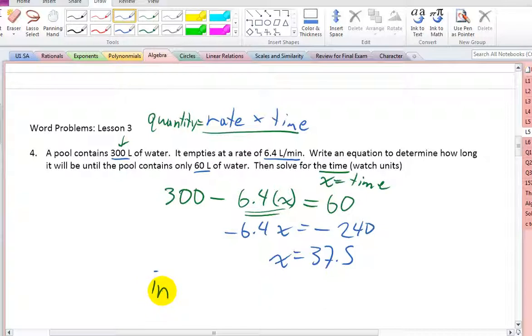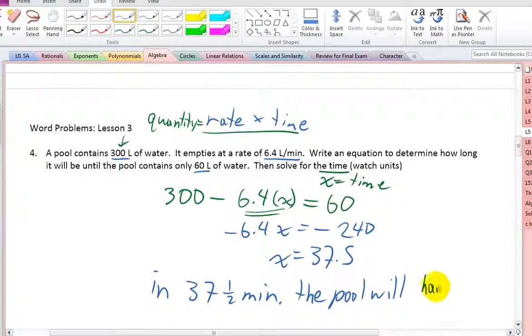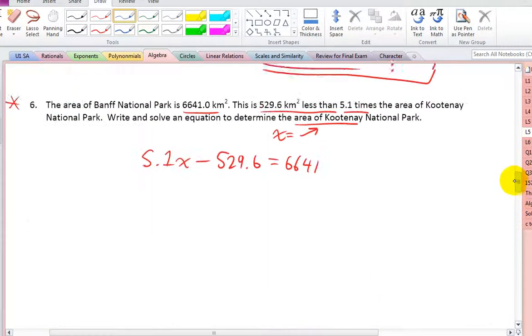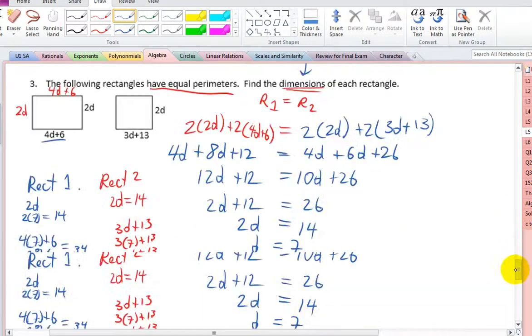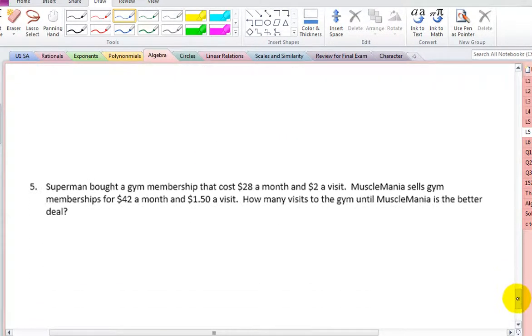Okay. So then you can say in 37.5 minutes, the pool will have 60 liters. Okay. So that one wasn't terribly complicated, and it's the one in the textbook. Now you should be able to solve it much easier now. Similar idea. All right. Turn it over, and we're going to do this one here.